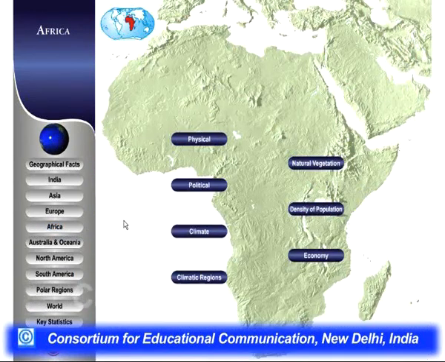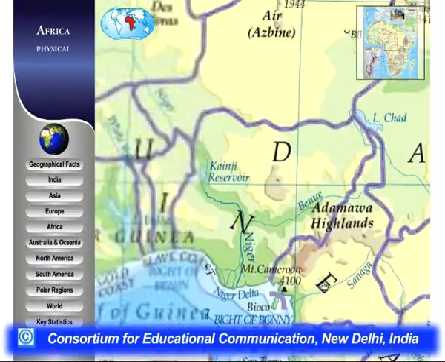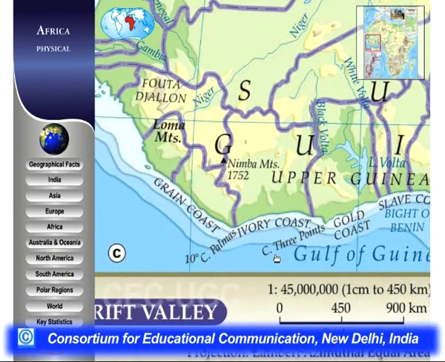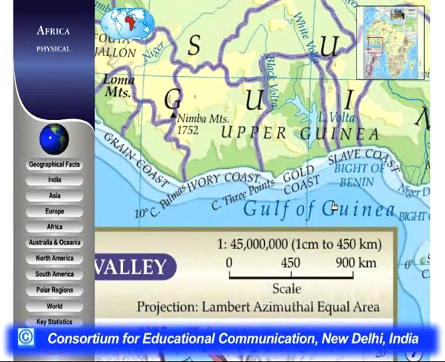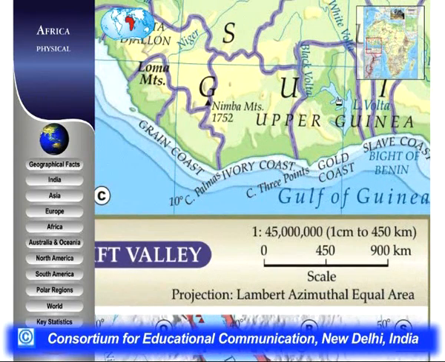I would like to show you, you can see the physical map there. You can find the names of the coasts like Grain Coast, Ivory Coast, Gold Coast and the Slave Coast. So the countries like Nigeria, Benin, Togo are the Slave Coast, Ghana is the Gold Coast, the Ivory Coast is the Ivory Coast, then Sierra Leone and Liberia, they are the Grain Coast.